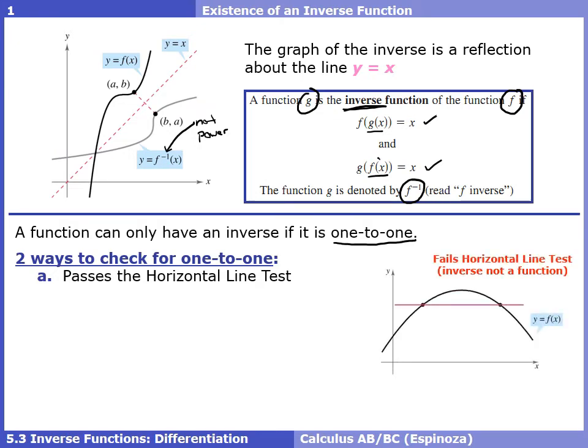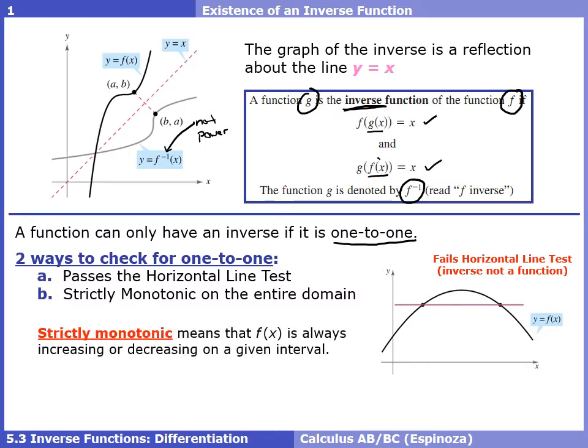And you can see right here, this graph doesn't pass the horizontal line test since the graph touches a horizontal line more than once. On top of that, realize that this is a parabola, so parabolas do not have an inverse. The other way we can check for a function having an inverse is to see if it's strictly monotonic on its entire domain. Now, that's probably some vocabulary you've forgotten, if you've ever known it. Strictly monotonic means that your function is always increasing or always decreasing.